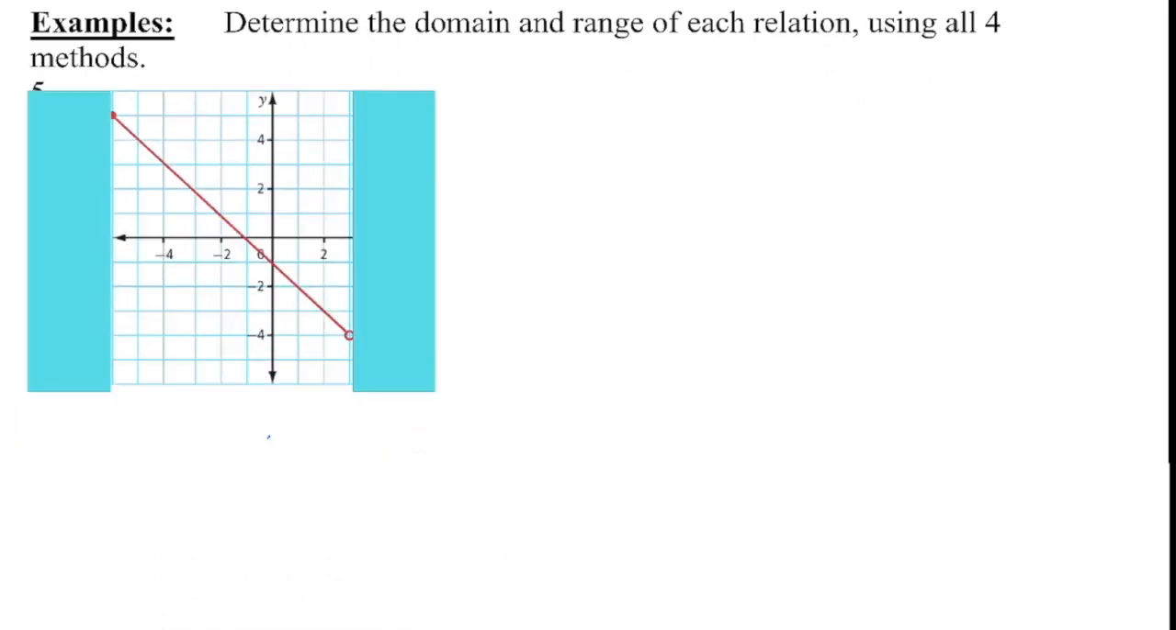Another tip that sometimes helps people to identify in the beginning where the domain and range lie is to actually take some colored paper and put it on the graph to kind of block off where your graph is going.